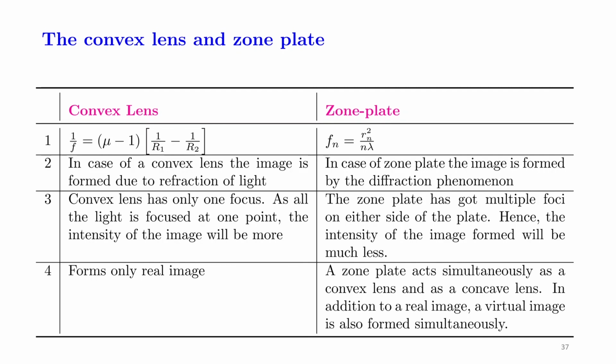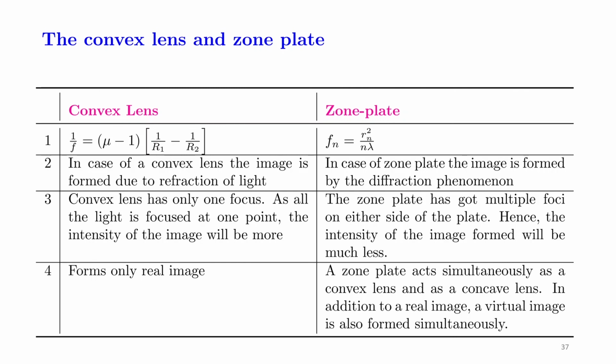We will conclude the discussion on zone plate with a comparison with a convex lens. In the case of a convex lens, the focal length is given by mu minus 1 times 1 over r1 minus 1 over r2. Here mu is the refractive index of the material of the lens, and r1 and r2 are the radii of curvature of the lens. Whereas in the case of a zone plate, the relevant equation is Fn equal to Rn square over n lambda, where Rn is the radius of the nth zone.